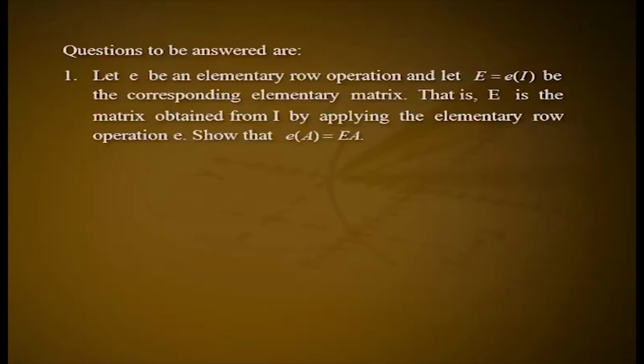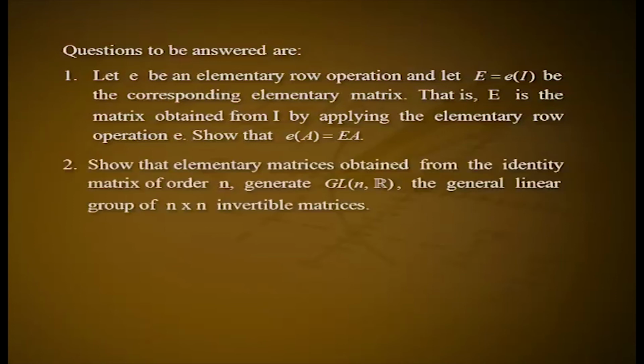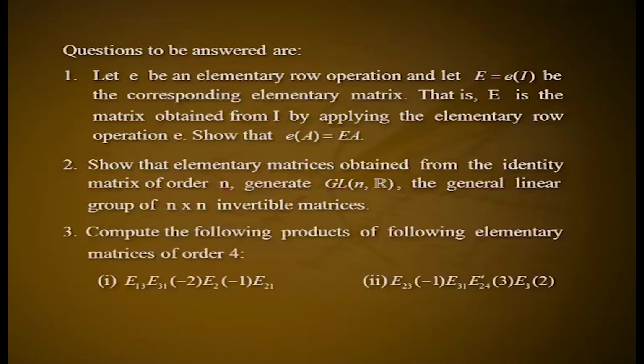Let e be an elementary row operation and let E equal e(I) be the corresponding elementary matrix. That is, E is the matrix obtained from I by applying the elementary row operation e. Show that e(A) is equal to EA. Show that elementary matrices obtained from the identity matrix of order n generate GL_n(R), the general linear group of n by n invertible matrices. Compute the following products of elementary matrices of order 4.